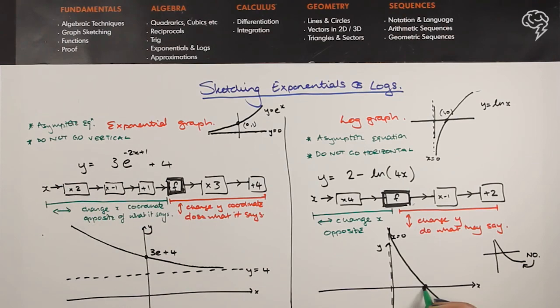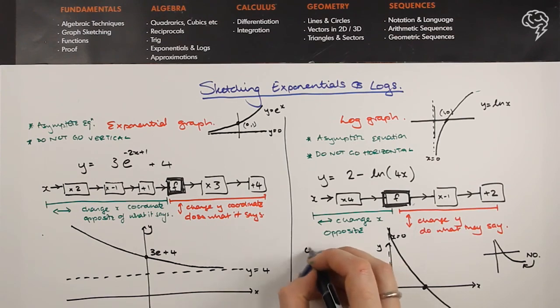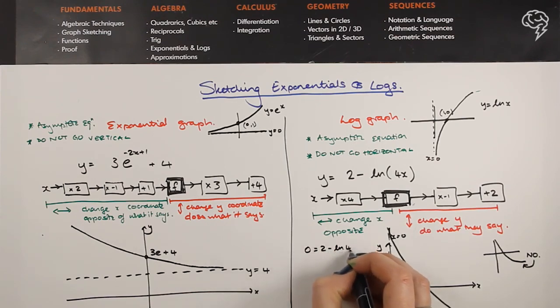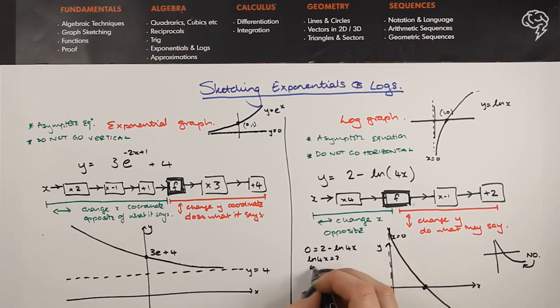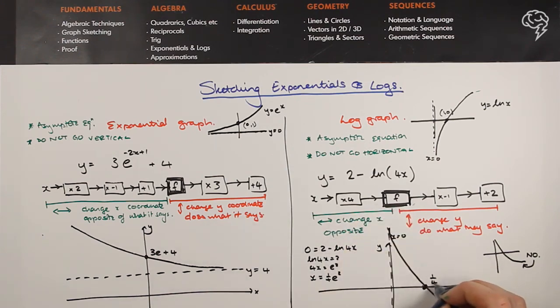Right, what was I going to do? Find this. So what's going on here? Y is 0. You take the original equation, you change the y to a 0, and you gently manipulate it. Ln 4x equals 2, 4x is e squared, x is a quarter e squared. Just gently manipulate it into saying x equals so that we know what this point here is.